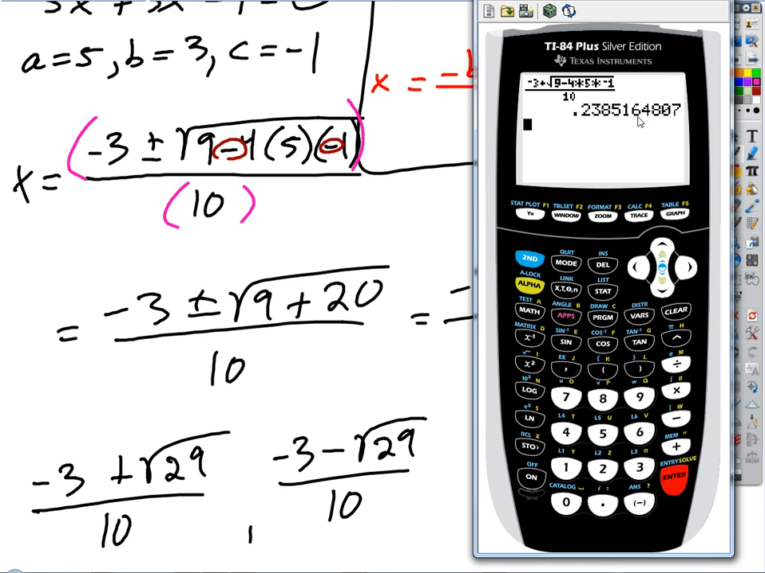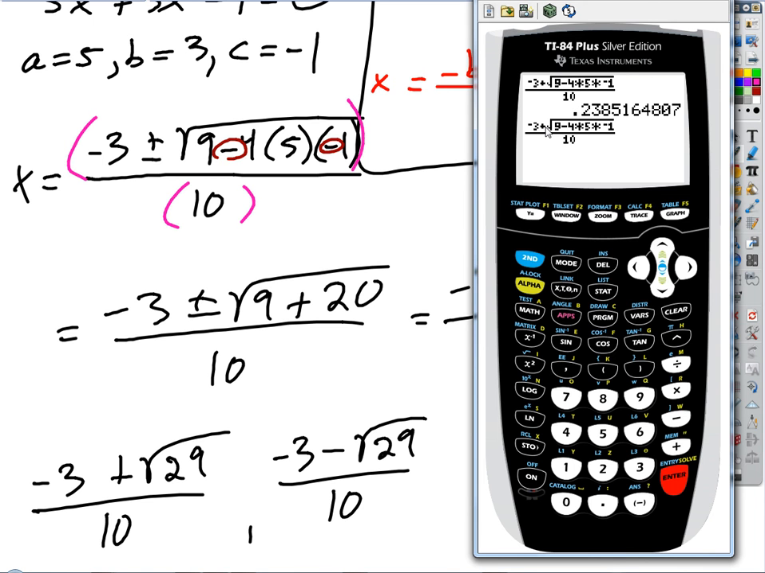Now Moodle's just going to ask you to round that, I think, to 3 places, so it would just be 0.239, right? To get the other one, you just go back up and select it and then change the plus. Yeah, select it, hit enter to pull it down for editing. I just want to change that plus to a minus.